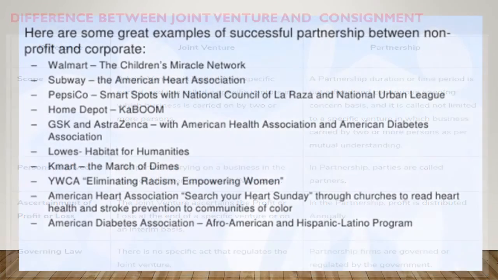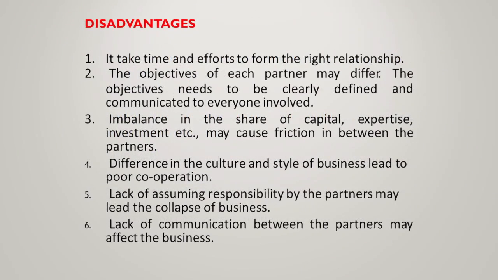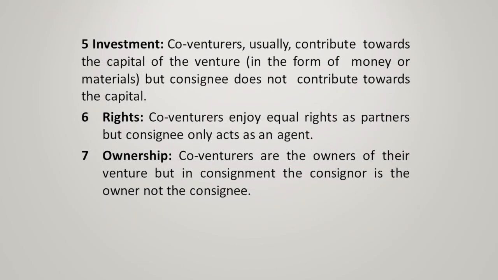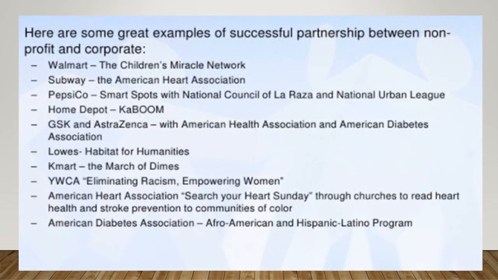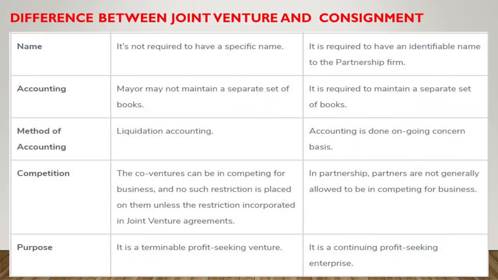If you want to see these slides again, you can. Joint venture and consignment: parties, compensation, relation, termination, investment, ownership. And in case of partnership: scope, persons involved, attainment of profit or loss, governing law, name, accounting, method of accounting, compensation, purpose.